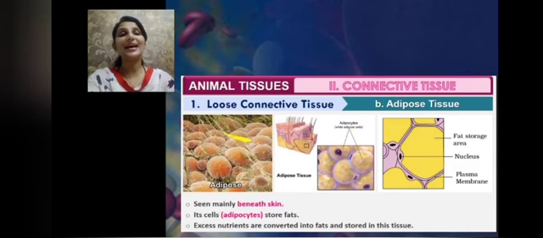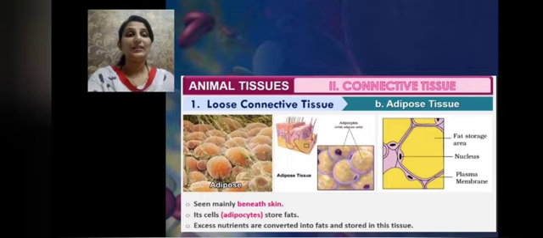And the second type of the loose connective tissue is the adipose tissue. These adipose tissues are again seen beneath the skin, and they have specialized cells called adipocytes. These are the adipocytes, and the function of the adipocytes is to store fat. Excess fat is stored in these adipocytes.